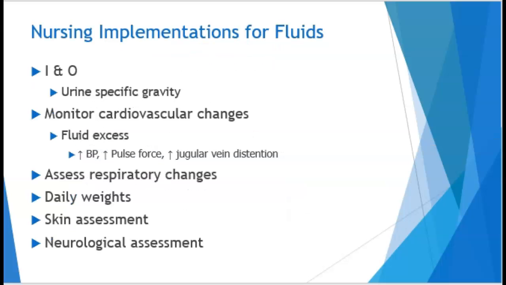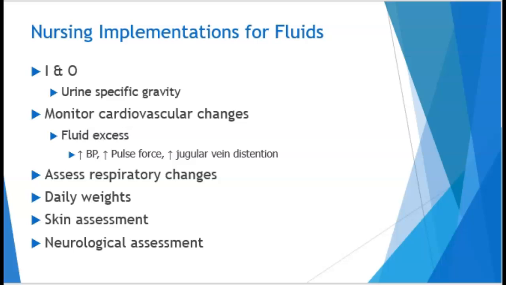So what do we do as nurses while we're monitoring our patient as they are getting fluids? We need to monitor their in and out, and we would be watching their urine specific gravity. So that means that if they have a specific gravity greater than 1.025, it would mean that the urine is concentrated, and if it was less than 1.01, then it would mean that the urine is dilute. So we would be watching for signs and symptoms of fluid volume excess.